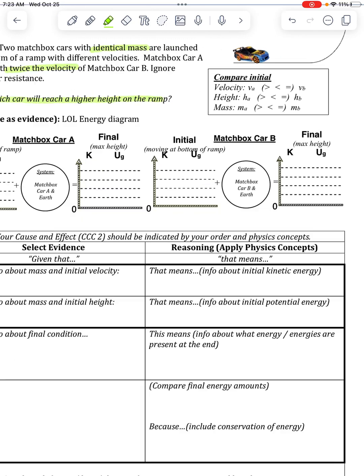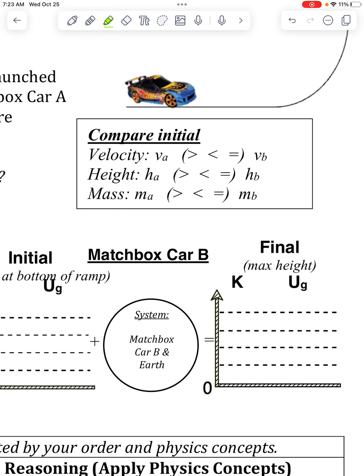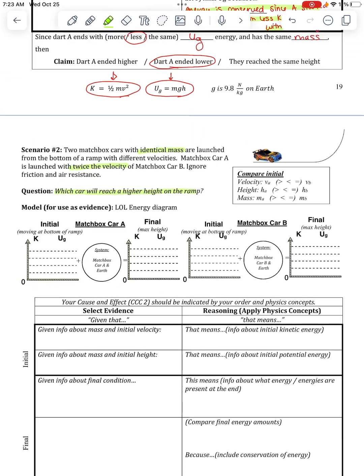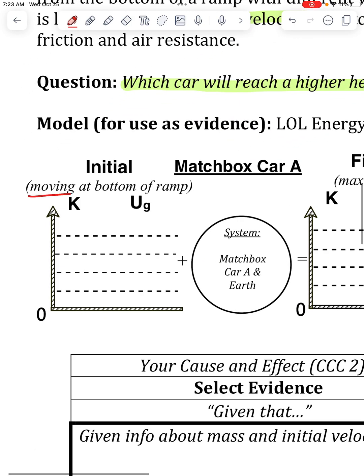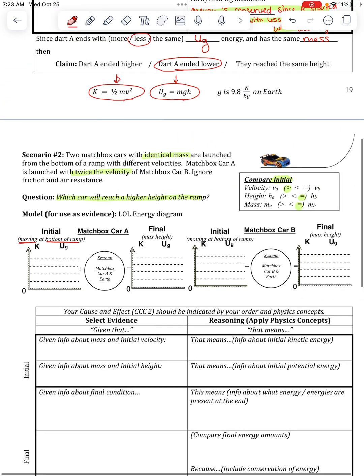That's what we're asking. So here's a little cheat sheet just to kind of help us compare initial values for the cars. A has twice the velocity, so a greater velocity than B. They both have the same height initially, right? They both start on the ground and they have equal masses. So we're going to use that to draw our LOL. Initial is when it is moving, so that means their kinetic energy at the bottom of the ramp, there's no UG. So since A was moving faster, I'm going to give A more kinetic energy than B initially. They both start with 0 UG because there's no height.